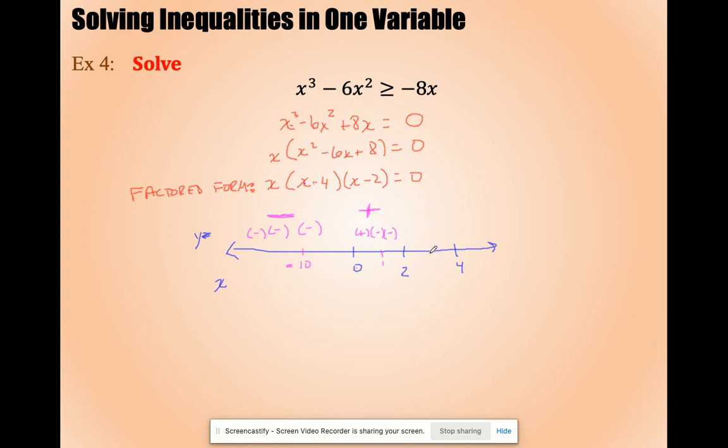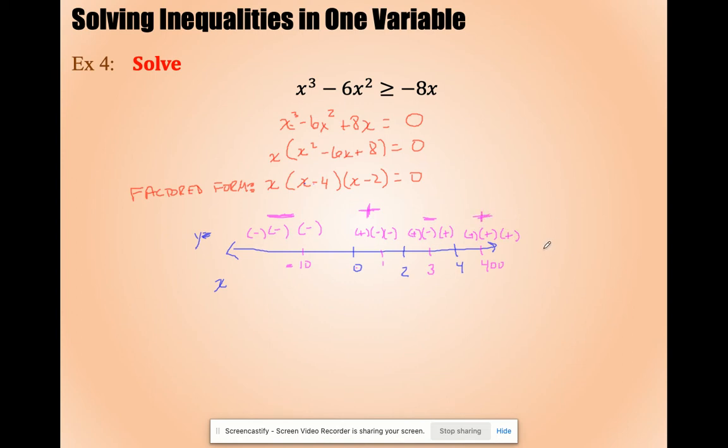Which is what? A positive times a negative times a negative? Positive. Pick a number between 2 and 4, like 3. 3 is positive. 3 minus 4 is negative. 3 minus 2 is positive. So what happens when you multiply 2 positives and a negative? Pick a number above 4, like 400. Plug it in for x, and I get a positive, another positive, and another positive.